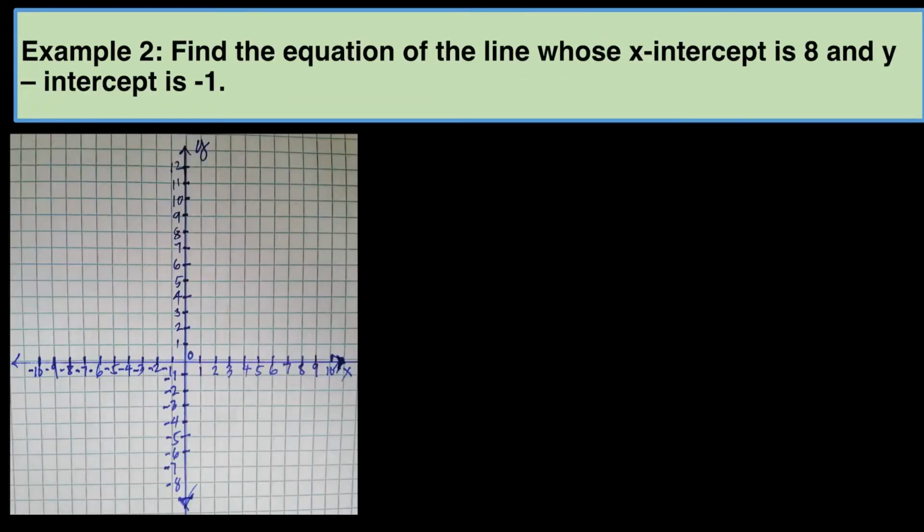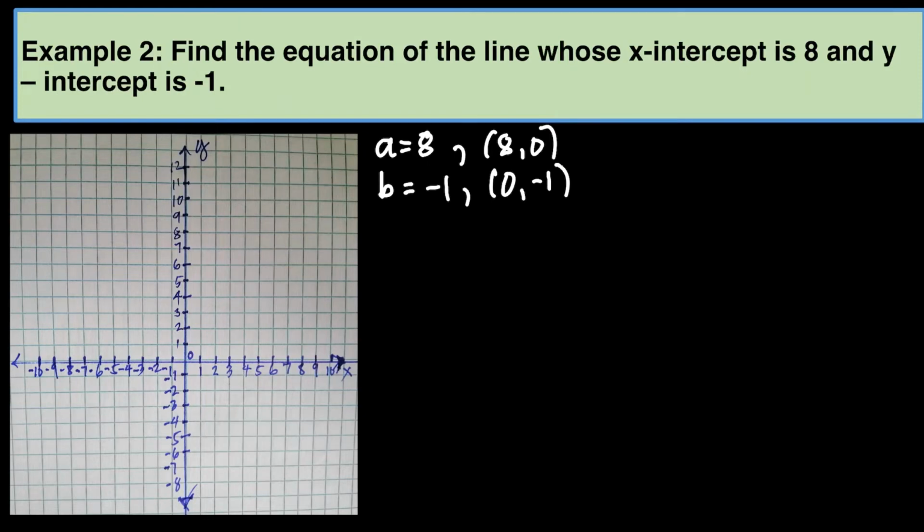Let's have another one. Find the equation of the line whose x-intercept is 8 and y-intercept is negative 1. We are given the x-intercept, which is 8, and the y-intercept, which is negative 1. And so the coordinate of our x-intercept is 8 and 0, and we have here 0 and negative 1.